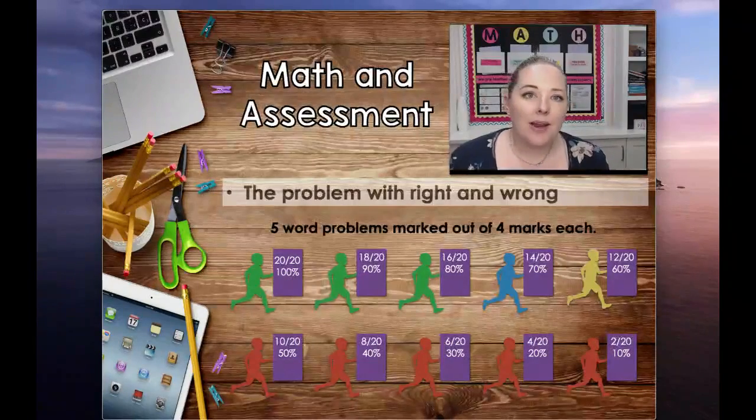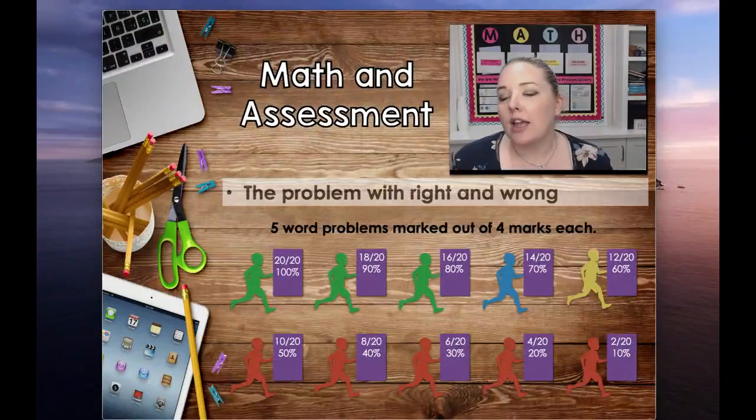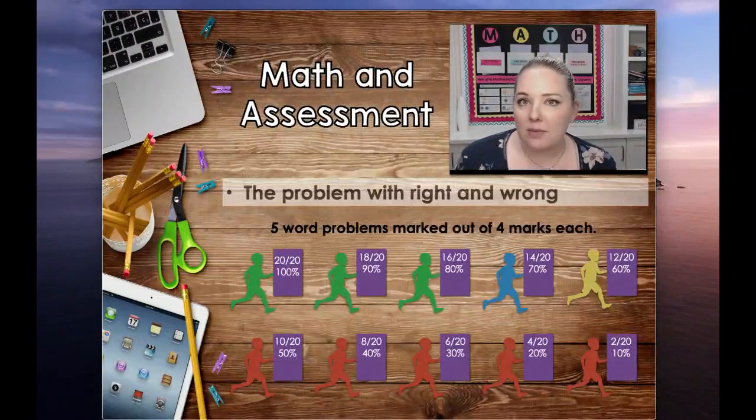If they get the right answer but don't show any of their work and don't write out the "therefore this means blah, blah, blah," they would only get 1 out of 4. So this is what happens. The student who gets all 5 questions right does an excellent job, gets 20 out of 20.